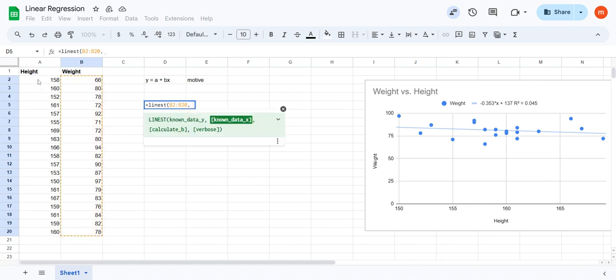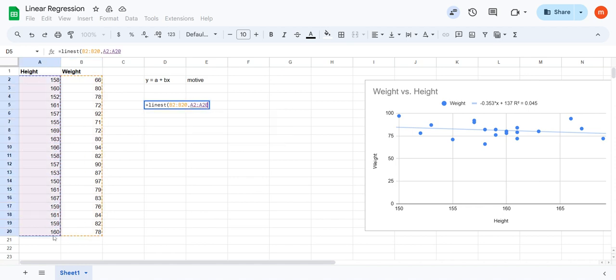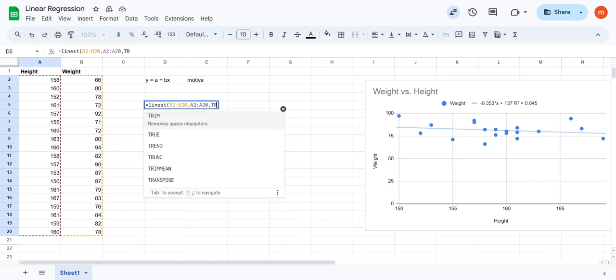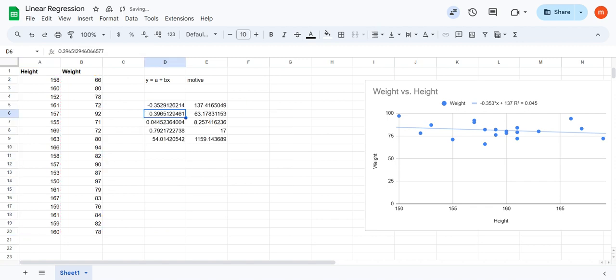And now I'm going to select the x. It's important to note that if you have more than one independent variable, you can select the whole data range, right? And then I'm gonna write true for both of them. I'm gonna enter. Now, if you see, this doesn't really make a lot of sense, but what we're gonna do is we're gonna go ahead and just write slope and intercept.